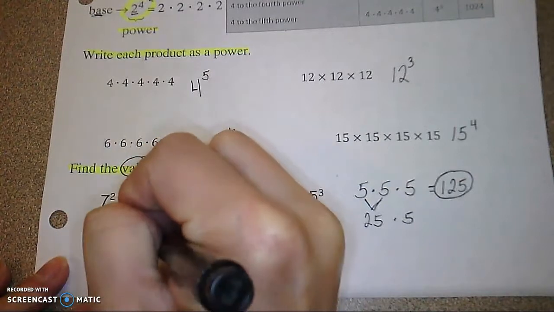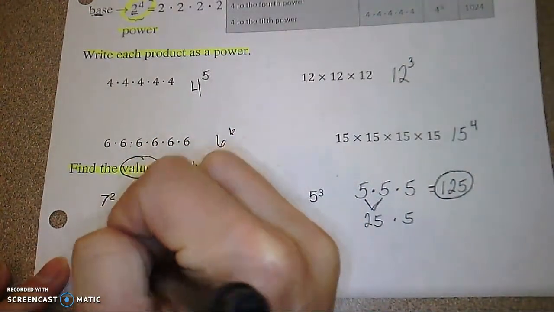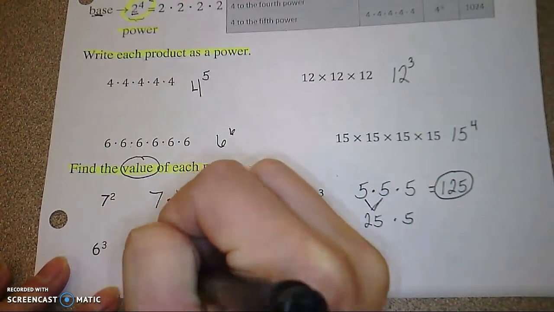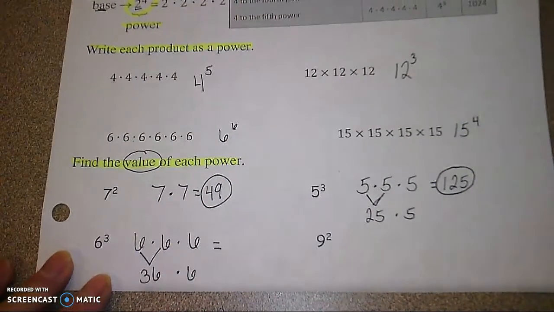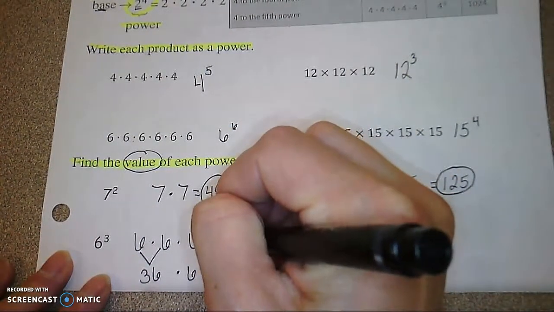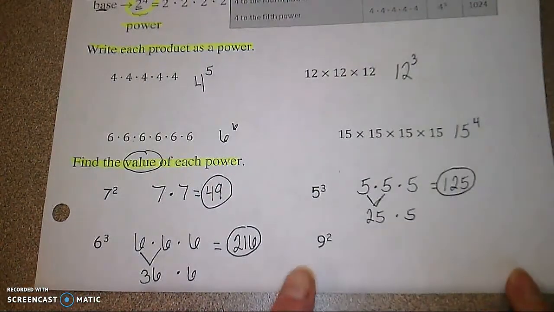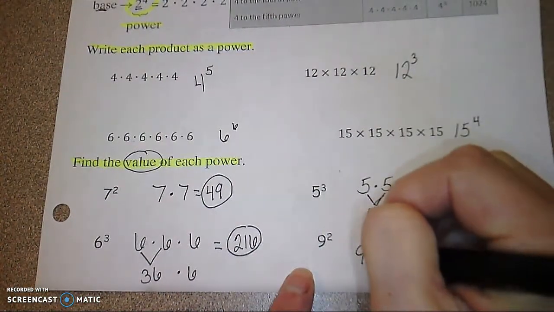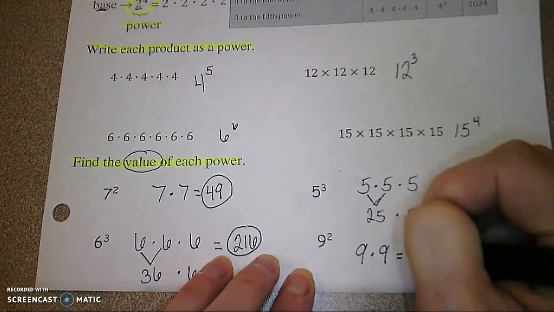So here we have 6 times 6 times 6. I know 6 times 6 is 36. Multiply it by 6 again. And I use some mental math strategies here, and I know 30 times 6 is 180, and 6 times 6 is 36. So if I add those together, I get 216. Okay, 9 squared, that's 9 times 9, so 81.